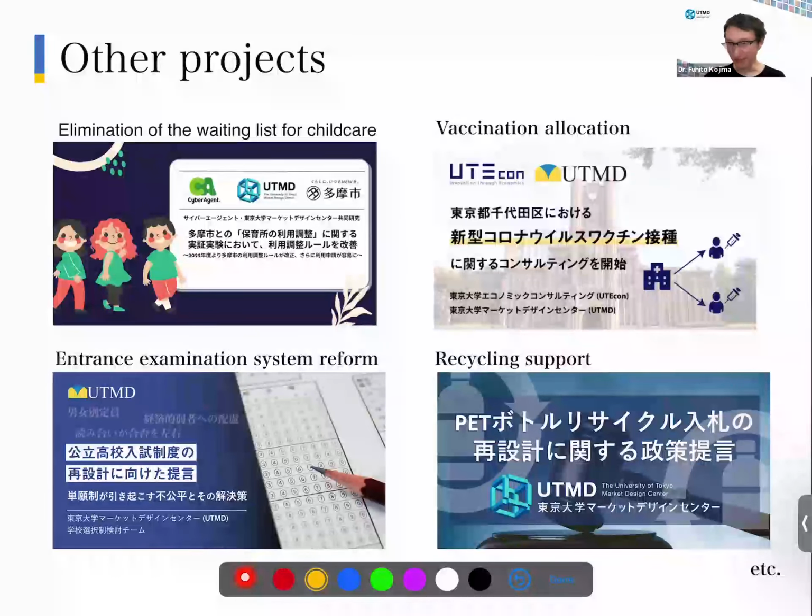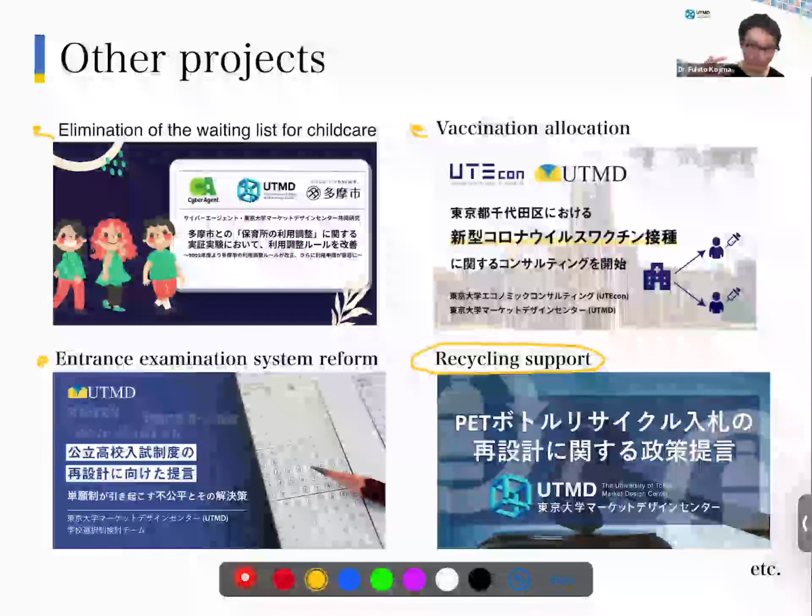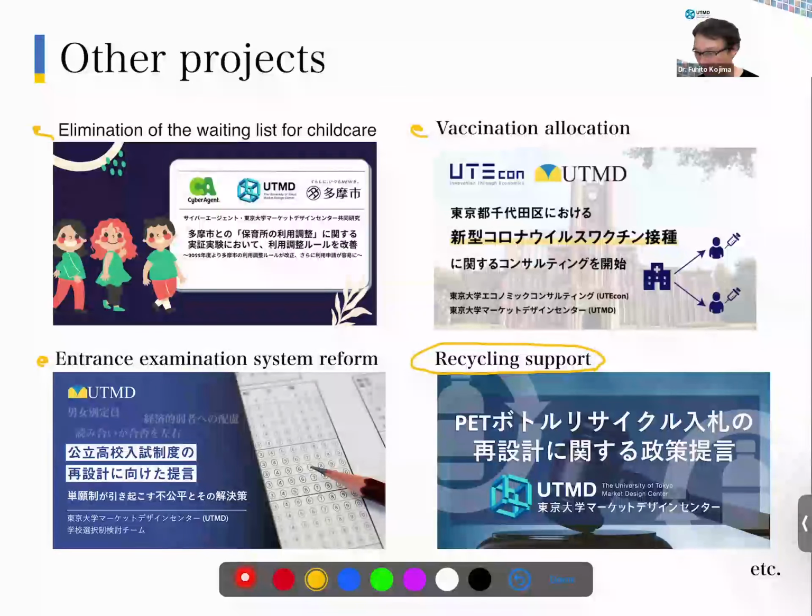Okay, so this is basically the last slide before I conclude. I have only talked about two specific projects today, but as you can see, we are working on many different aspects of this matching problem, some others like the daycare match that I mentioned, vaccine allocation in the past, and secondary education school matching. And of course, the idea of using game theory and economics does not have to be strictly about the matching problem. There are some related questions, such as this recycling support.